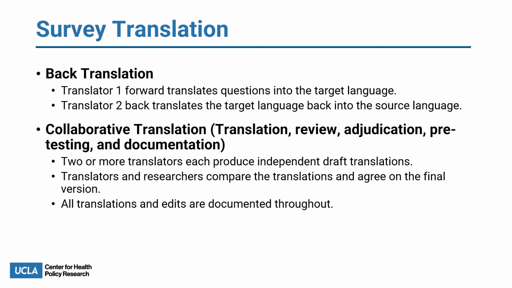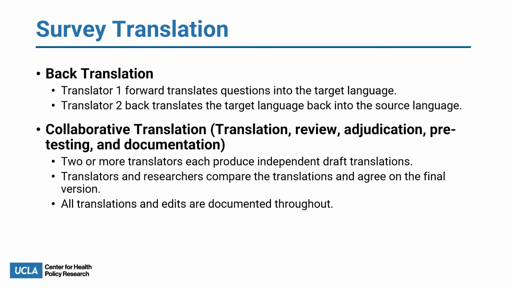Translation is a fundamental component of equitable design, but it is not just a technical task. It requires collaboration, quality control, and cultural sensitivity. One translation approach for quality control is back translation. In this method, one translator converts the survey into a target language. A second translator then independently translates it back to the original language. The goal is to compare the two versions to catch inconsistencies or loss of meaning. However, this assumes that both translators are equally competent.